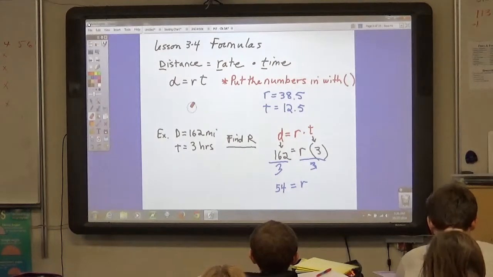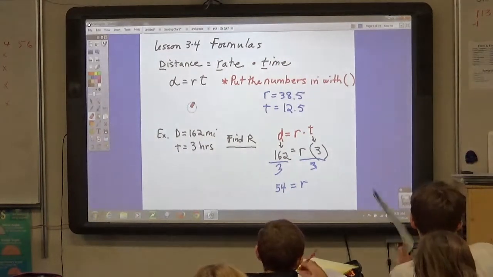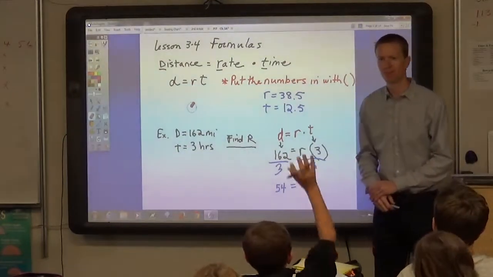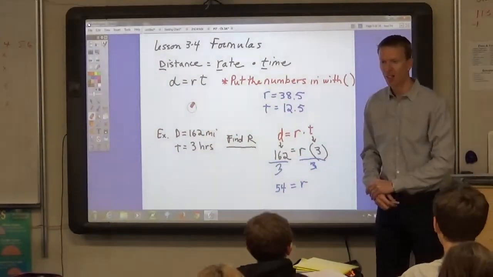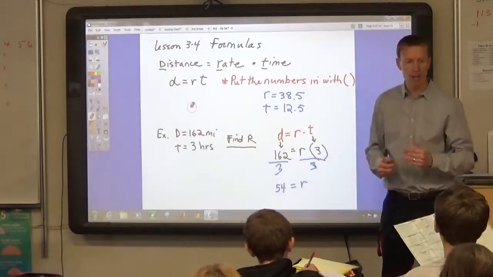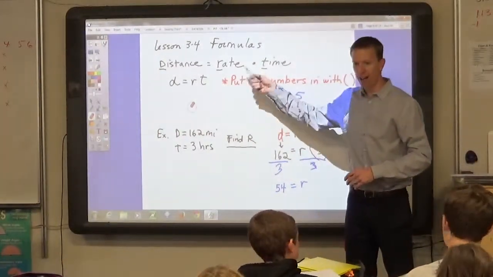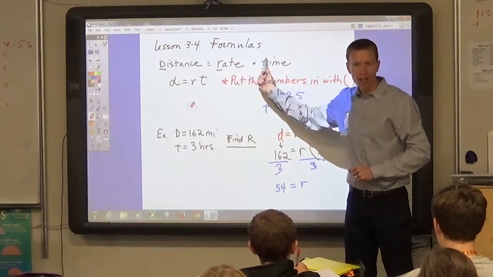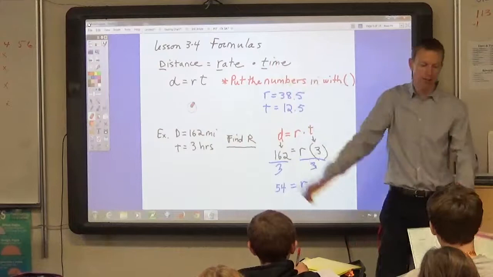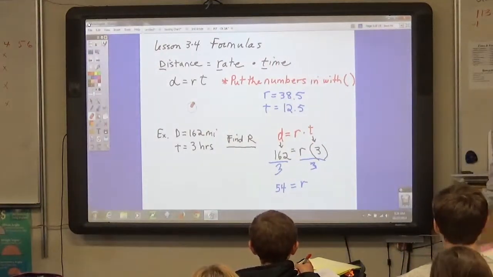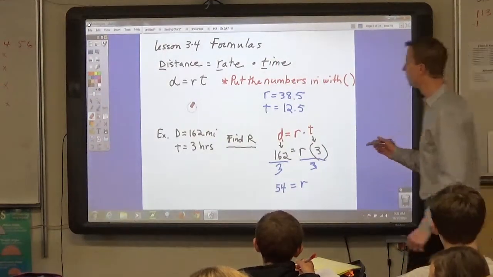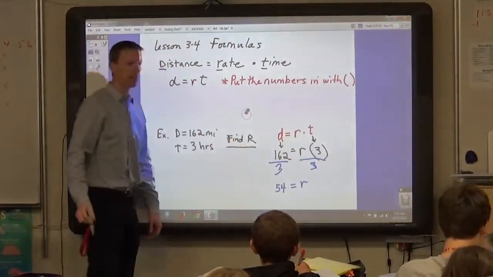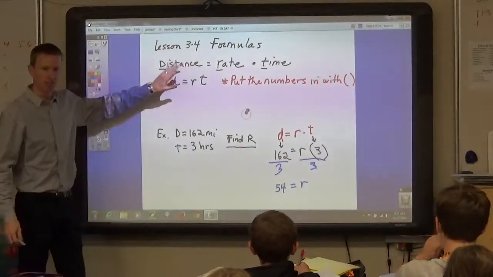If you're traveling at 60 miles per hour for 3 hours, how far have you traveled? 180 miles, right, 180 miles. Using this formula, you can find the distance if you multiply the rate times the time. That's a formula that you're very familiar with, right? But you can also find the rate if you're given the time and the distance.